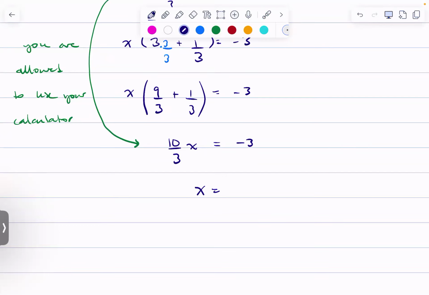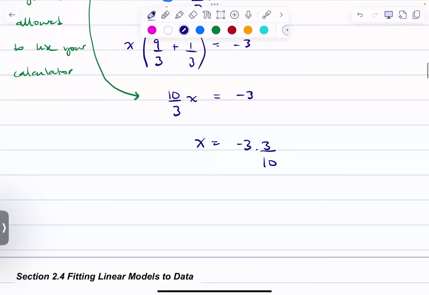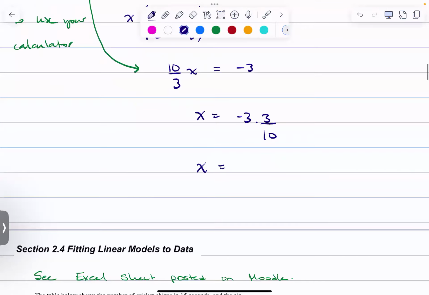So you get x must be negative 3 times 3 divided by 10. If you want to think of negative 3 as a fraction, what would it look like? Negative 3 over 1 divided by 10 over 3, but you have to flip and multiply, right? And again, as long as you put parentheses around the 10 over 3, you're allowed to use your calculator, right? Otherwise, it'll do something weird, I fear. Negative 3 times 3 makes negative 9 over 10. Negative 9 over 10.